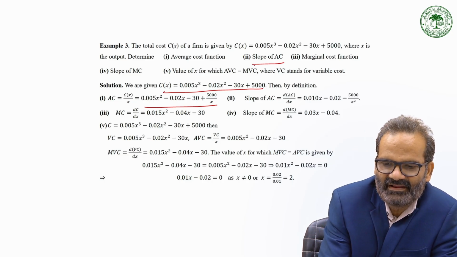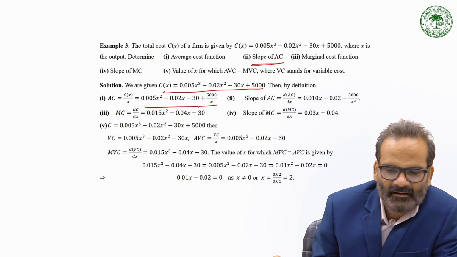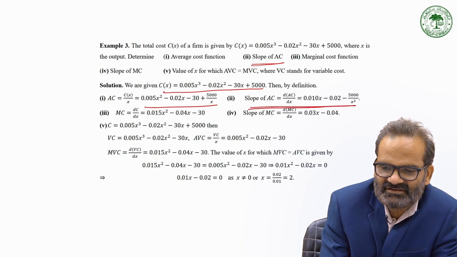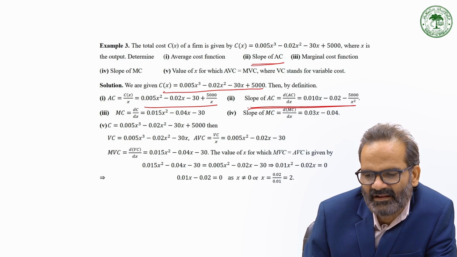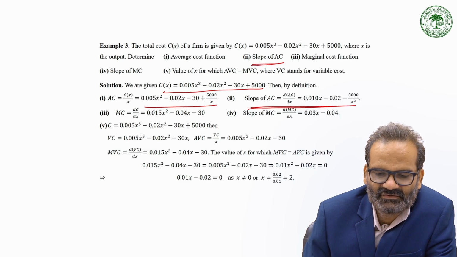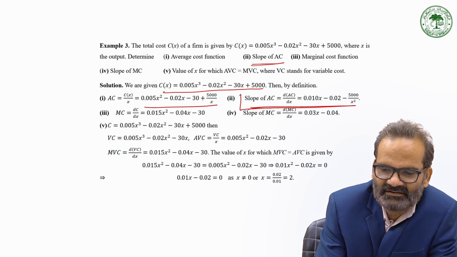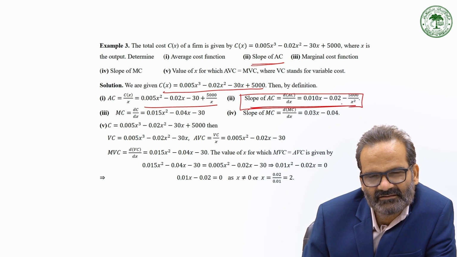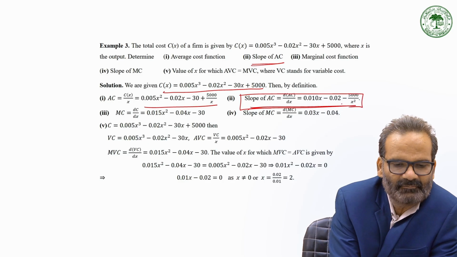The slope of AC means the slope of the average cost function. So this is our average cost function. Find its derivative. The derivative of the average cost function is 0.010x minus 0.02, and the derivative of 5000 upon x is minus 5000 upon x square. So this is the derivative of the average cost function, and the derivative of any function simply represents its slope.